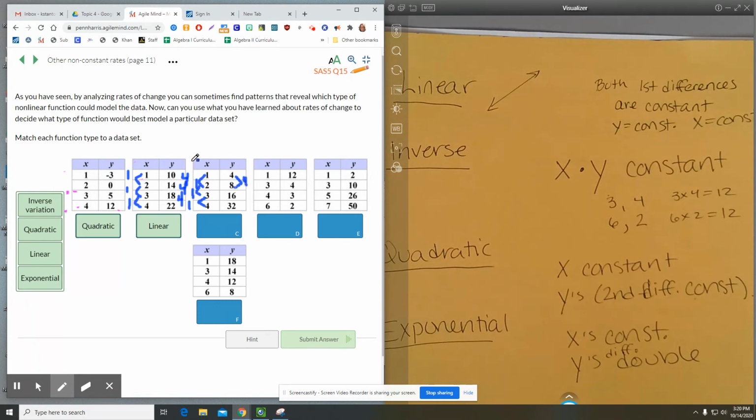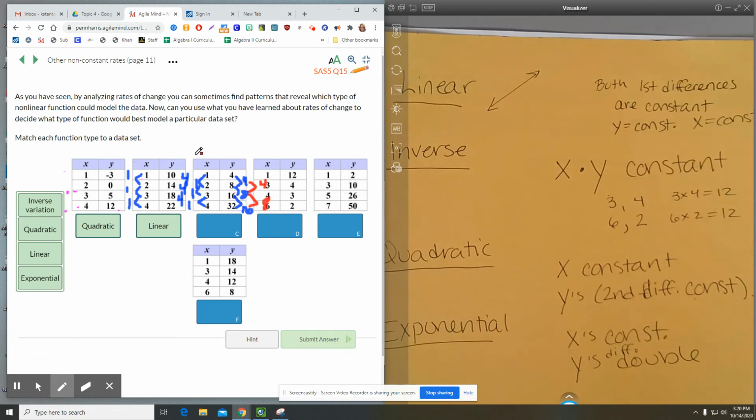I've got 8, and I've got 16. Okay, well, my x's are constant. I'm not seeing anything with my y's yet, so let's do these second differences. From 4 to 8, it goes up by 4. And from 8 to 16, it goes up by 8. Do you see how that doubles?